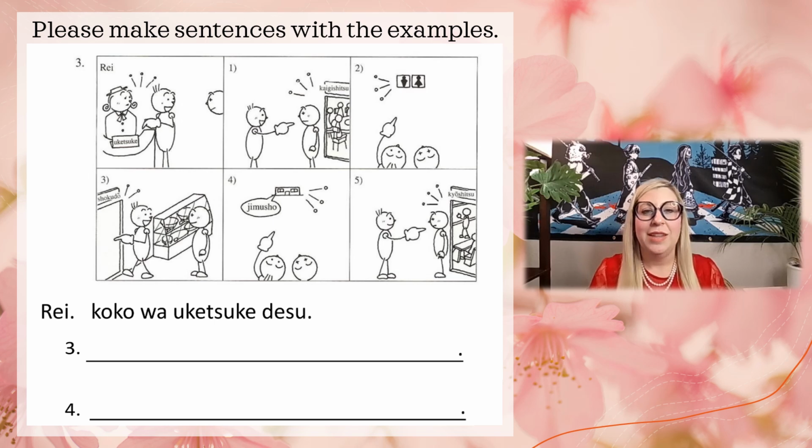Okay, so moving on to example number 3, we have the shokudo, or the cafeteria, and the person who's speaking is closest to that door, and he's pointing in to the shokudo. So we know that that's going to be koko wa shokudo desu. Here is the cafeteria.